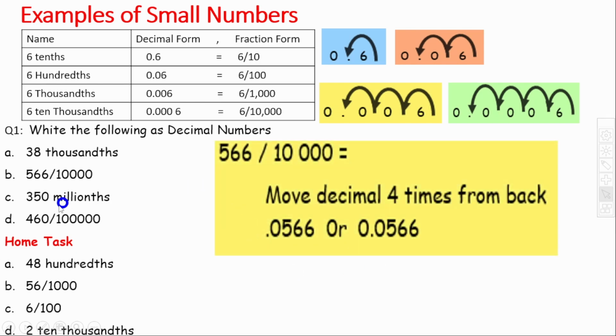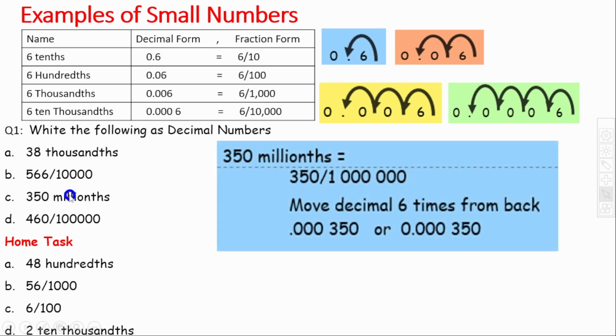Now let's go to the next question. This one already is in fractional form. They want us to convert it to decimal form. So 566 over 10,000. Quite easy. All you have to do is just write 566. Then you count. How many times am I supposed to move the decimal point from the back? 1, 2, 3, 4. 4 times. So let's move it. 1, 2, 3, 4. So we now put the dot here. It becomes 0.0566, which is quite easy.